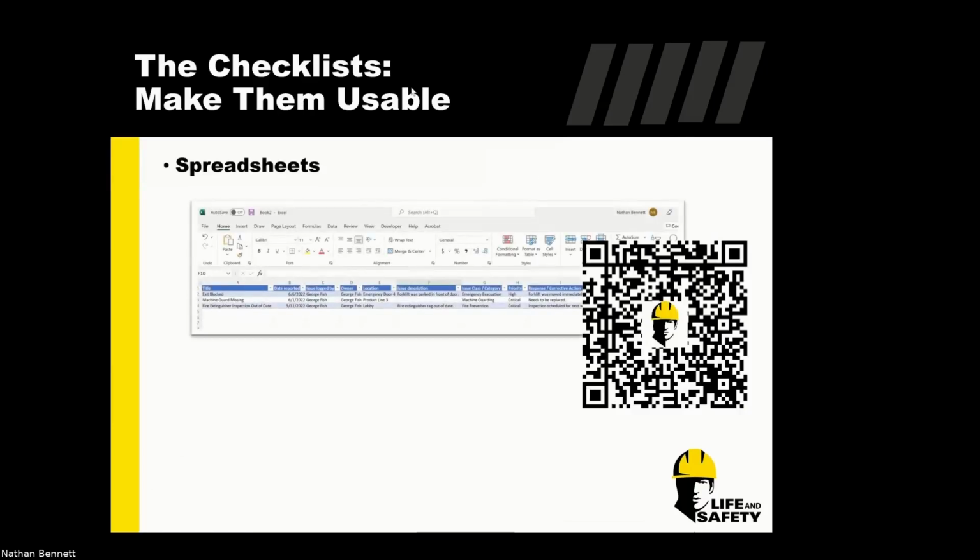So once we get into the checklists, we want to make them usable. The last thing we want to do is implement something new that's more difficult than what we're already doing. Because to be honest, nobody wants to fill out a checklist to begin with. So let's keep it as simple as we can. And one of the simplest ways would be to use a spreadsheet. If you have Microsoft Office, create it in an Excel file. That's one option.